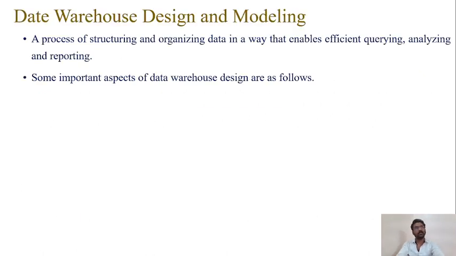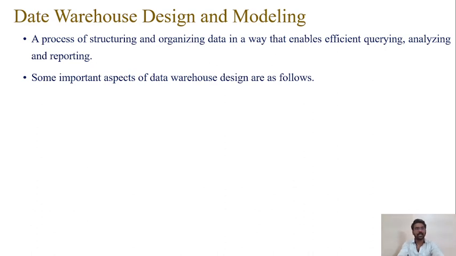So next we are moving to data warehouse design and modeling. What is meant by data warehouse design and modeling? It is a process of structuring and organizing data in a way that enables efficient querying, analyzing and reporting. So whatever data is organized and structured, it should enable efficient querying, analysis and reporting. If these three things are enabled, it is called structured and organized data.